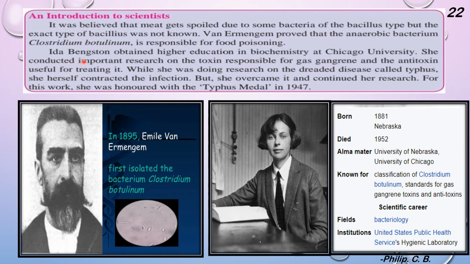Further, Ida Bengtson obtained higher education in biochemistry at Chicago University. She conducted important research on the toxin responsible for gas gangrene and the antitoxin used for treating it. While she was doing research on the dreaded disease called typhus, she herself contracted the infection, but she overcame it and continued her research work. For this work, she was honored with the Typhus Medal in 1947. So you can see two scientists, one is Emile Van Ermengem and the other is Ida Bengtson.